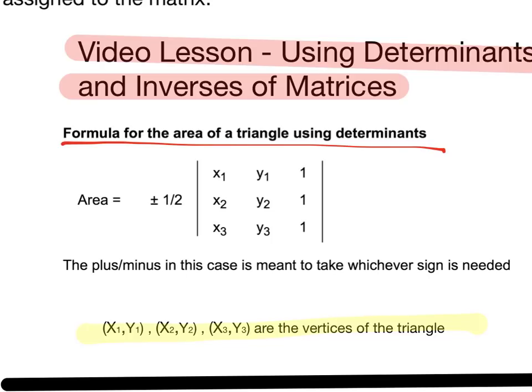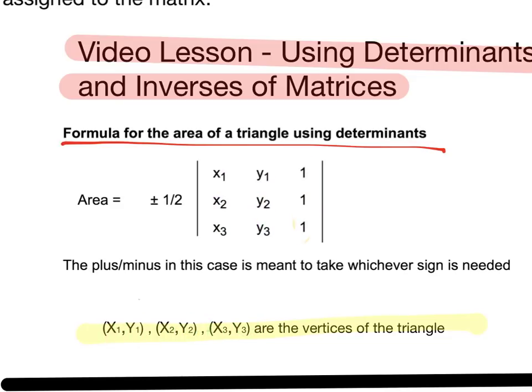It says the formula for the area of a triangle using determinants. You're going to be given the coordinates of 3 points that form the triangle on the plane. And you're going to call the points x1, y1 for the first point, x2, y2 for the second point, and x3, y3 for the third point. What you're going to do is put the points in a matrix, and the matrix is going to have 3 rows, but the determinant only exists if you have a square matrix. So you're going to use as placeholders 1s in the third column. So you're going to take the coordinates that form the triangle, put them in a matrix.